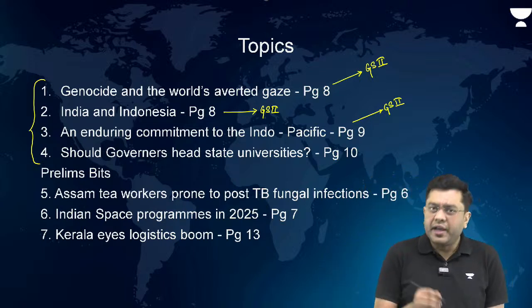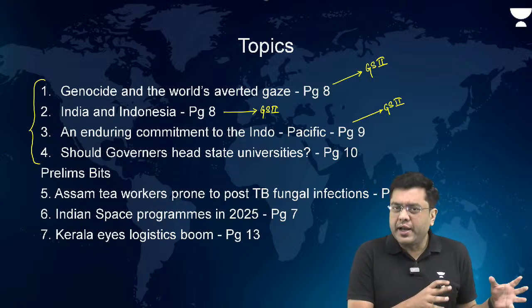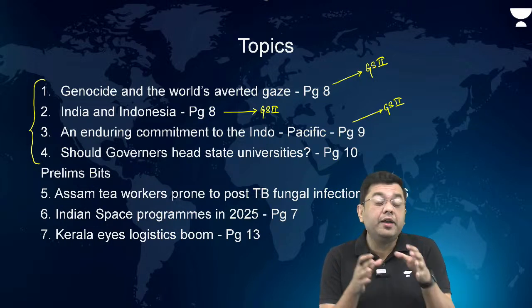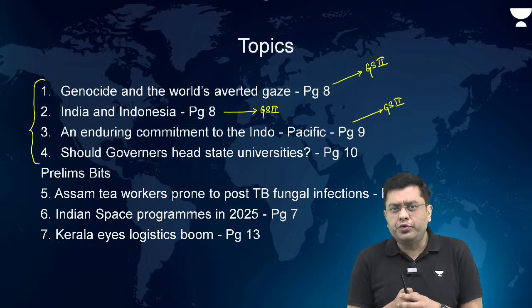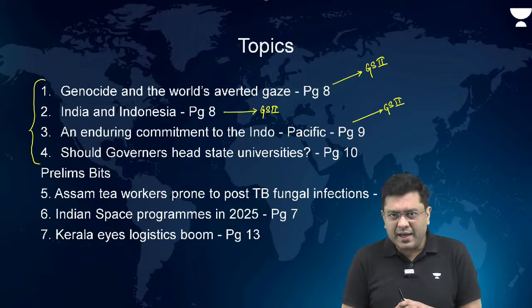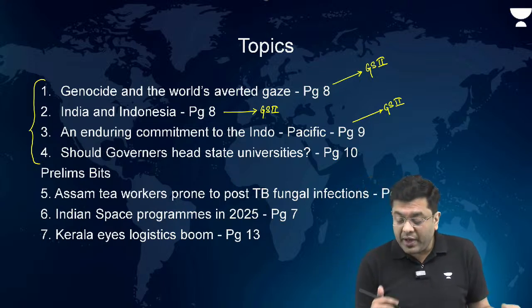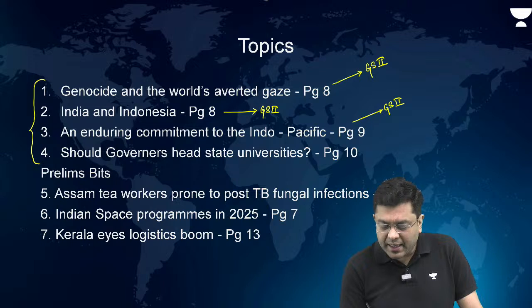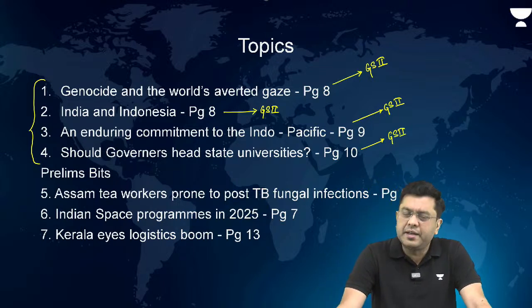Then, should governors head the state universities? Should they be the titular head, or a ceremonial head, or should real executive power vest in them? What are the issues thereby? What do the commissions tell us, the various different committees that the government has formed, and what should be the way forward? So this is an interesting article. This has appeared on page 10 of the newspaper, relevant again for your GS paper 2. So almost all the articles associated with the mains perspective are going to be relevant for your GS paper 2.